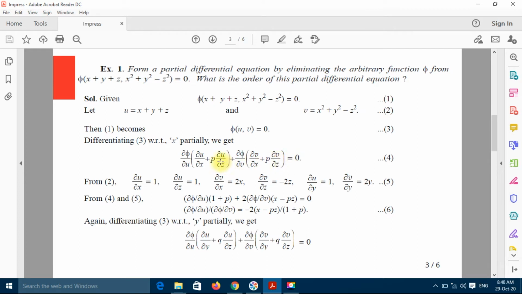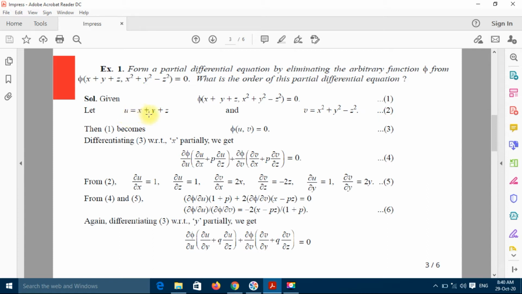First, before finding the value of ∂φ/∂u and ∂φ/∂v, we first find the partial derivative of u with respect to x, the partial derivative of v with respect to x, the partial derivative of u with respect to z, and the partial derivative of v with respect to z. Now we differentiate u and v with respect to x, y, z partially.